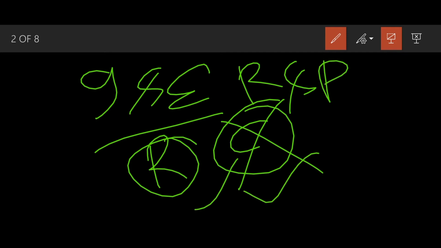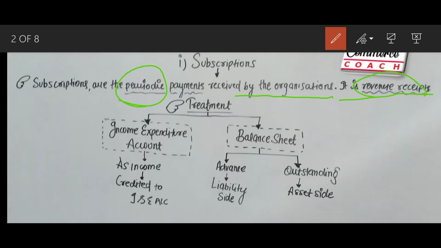So basically in this account we have to only record revenue receipts, and that is why we are recording subscription into this account. Now let's talk about what is the treatment of subscriptions, because it is a special item. As I have considered it as a special item, there is a working behind the calculation of a particular amount for subscriptions. So what is the treatment for subscriptions?